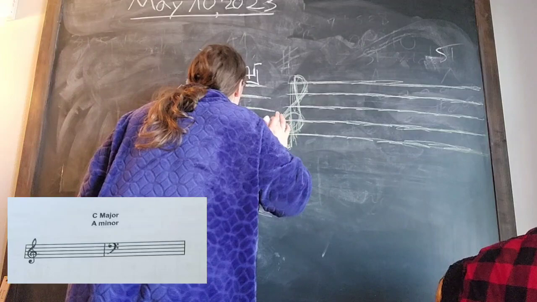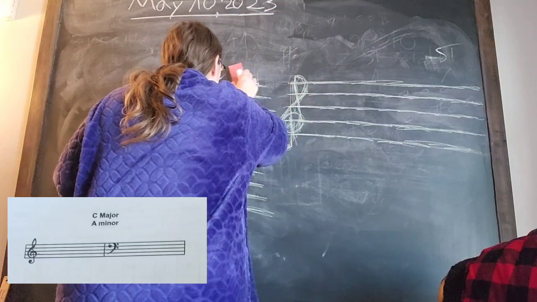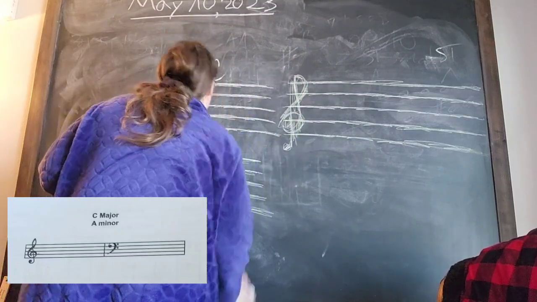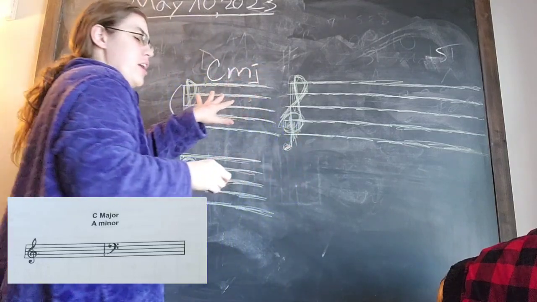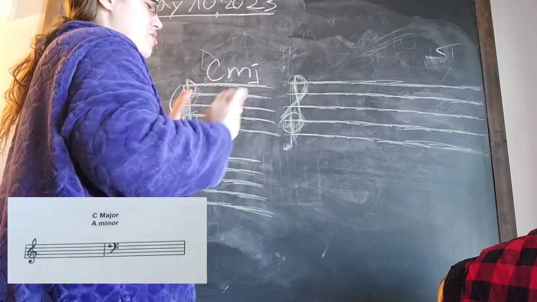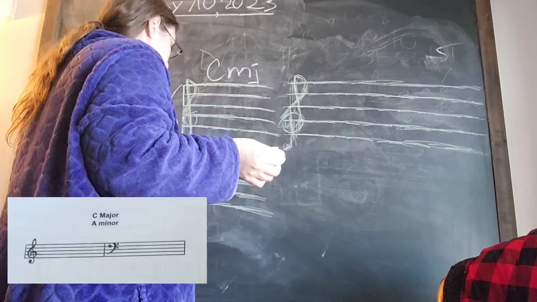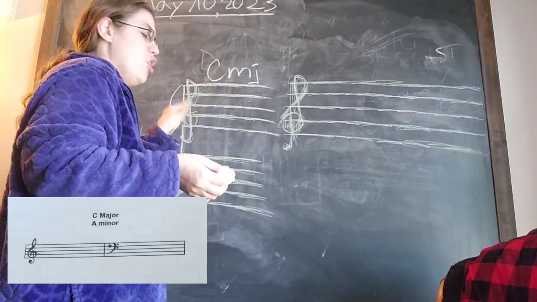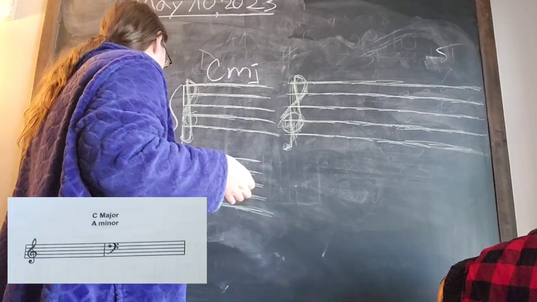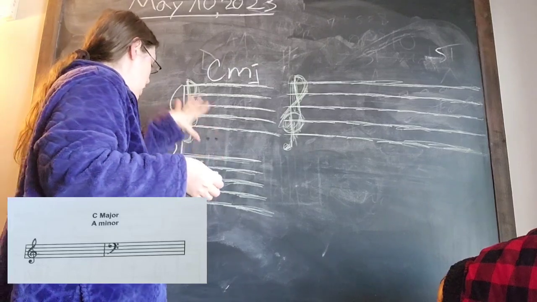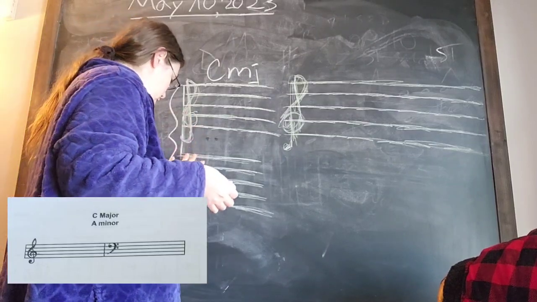The key of C major. I usually just abbreviate major as MJ. There's no ambiguity about it. Sometimes I capitalize the M, sometimes I don't, but as long as I see MJ, I know that that is a major key or scale. The key of C major is very easy. It has no sharps or flats in front of it.